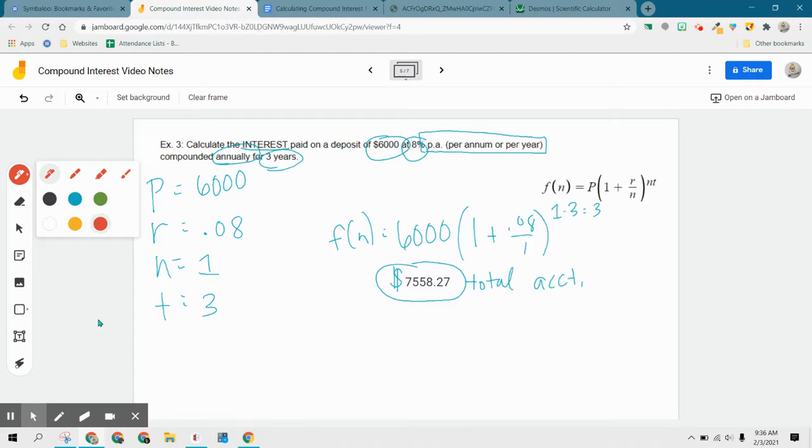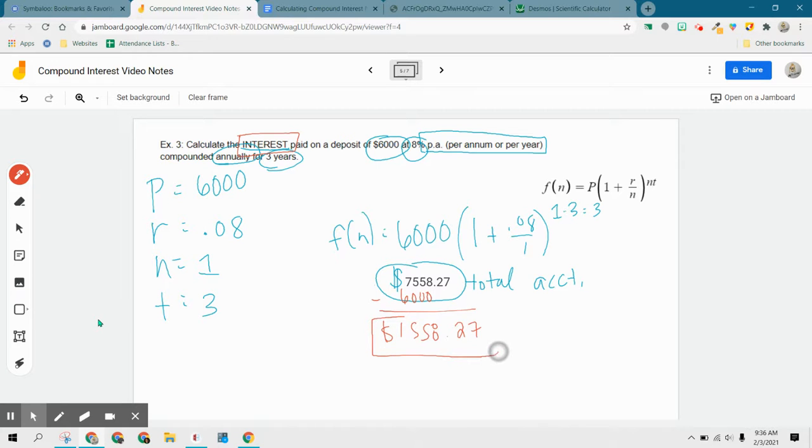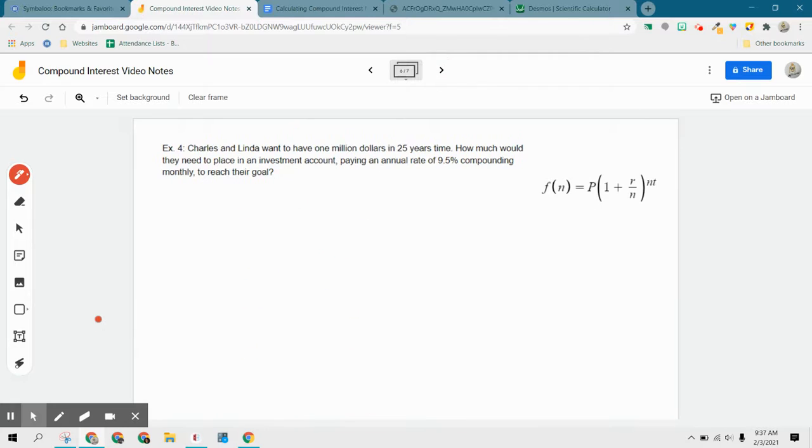So we're going to do an extra step here at the end. If we take our total and we subtract the initial amount that we invested, what's remaining is our interest. So we're going to get $1,558.27. This is the answer. That's the amount of interest that you've collected over those 3 years. That's your free money.